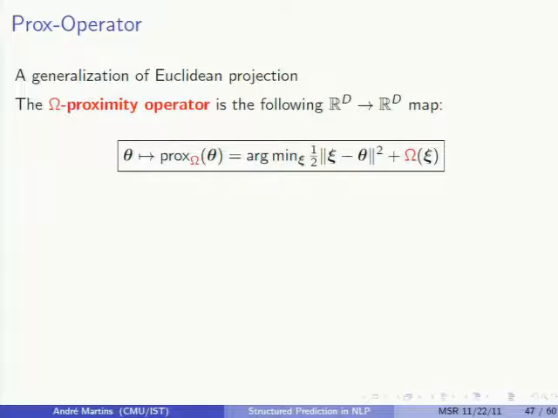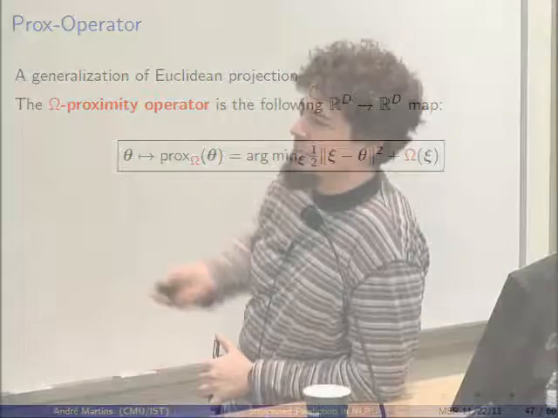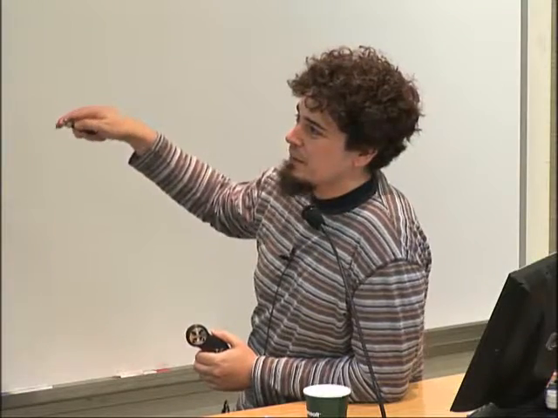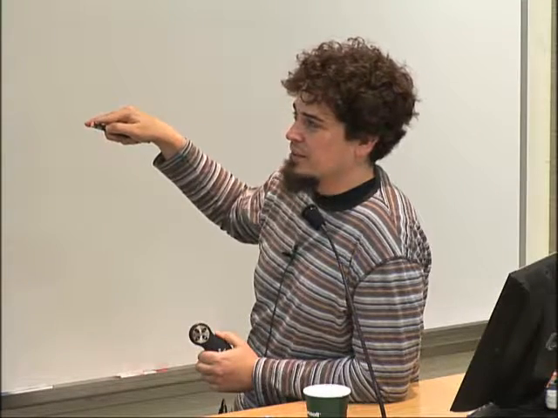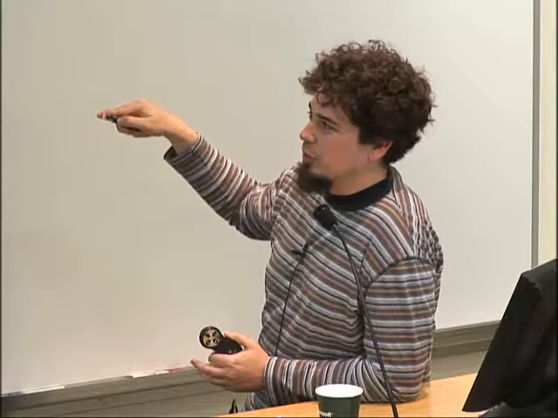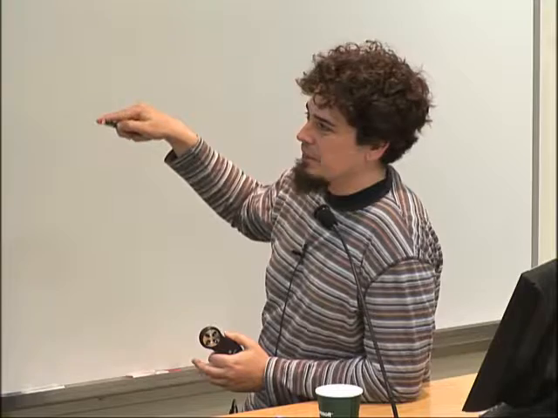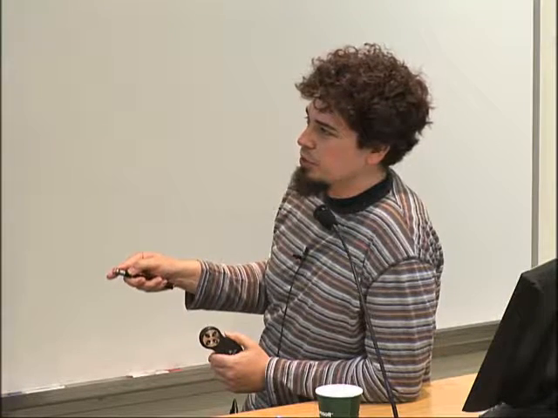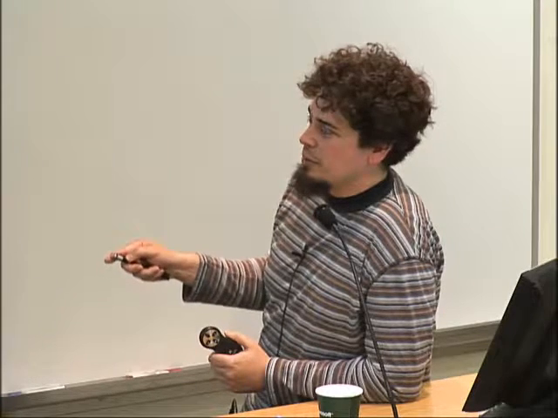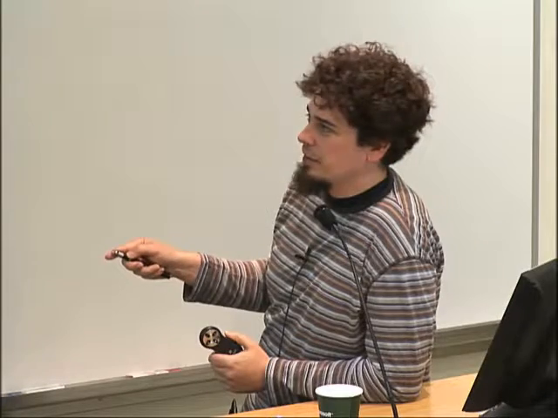So I need to say what the proximal step is. Okay, so this is what the omega proximity operator is. You can regard it as a generalization of Euclidean projection. So if your regularizer is the indicator function of a convex set, in other words, if it's zero if xi belongs to the set and infinity otherwise, this is exactly the same thing as projecting onto that set, right? But this is more general, because if you have something which is not an indicator function, like an L1 regularizer or something else, this is something different. So essentially, we want xi to be close to the point that we started, theta, but still we want to penalize the value of the regularizer for that point.